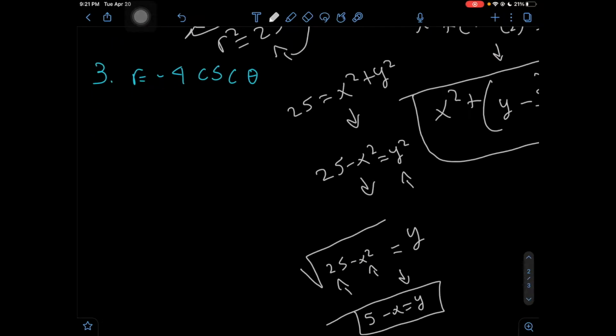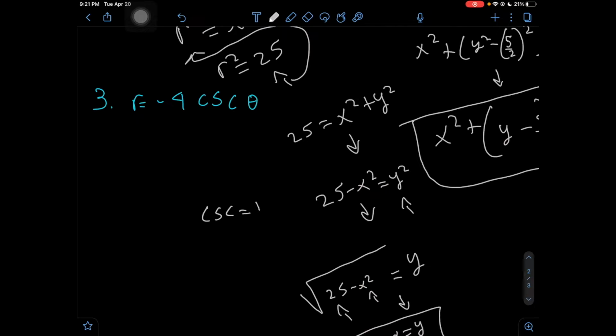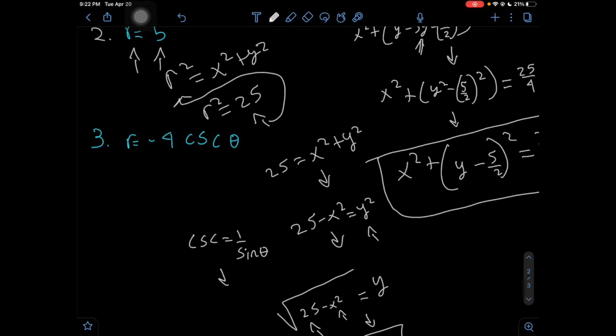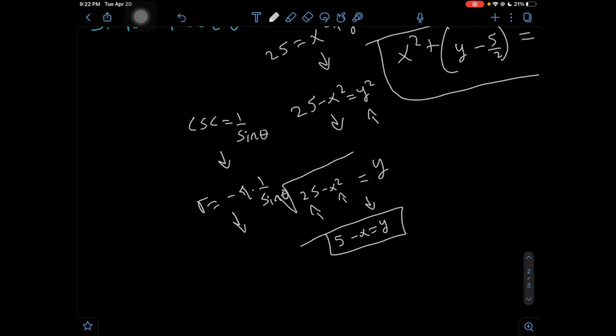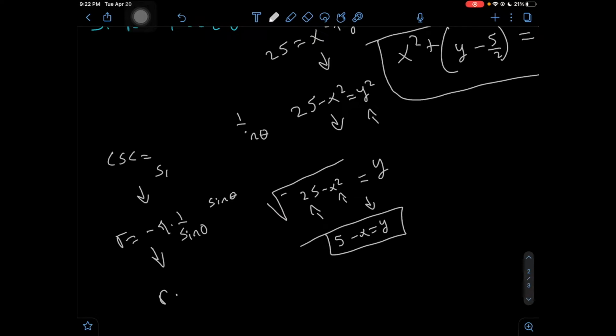Finally, we have number 3, which is r equals negative 4 cosecant theta. Well, we said that cosecant, CSC, equals 1 over sine of theta. So in reality, we have r equals negative 4 times 1 over sine theta. Now, we know that if we multiply both sides by sine theta, we should be able to solve this. So we have r times sine of theta equals negative 4.